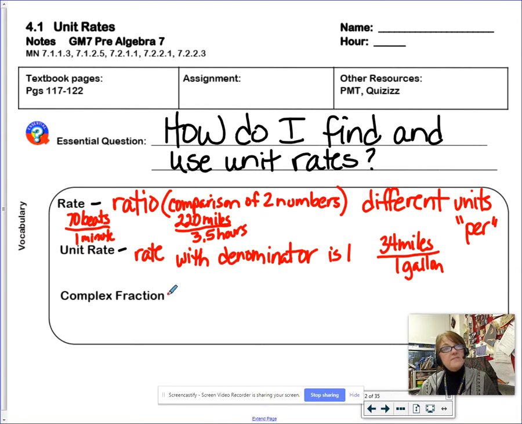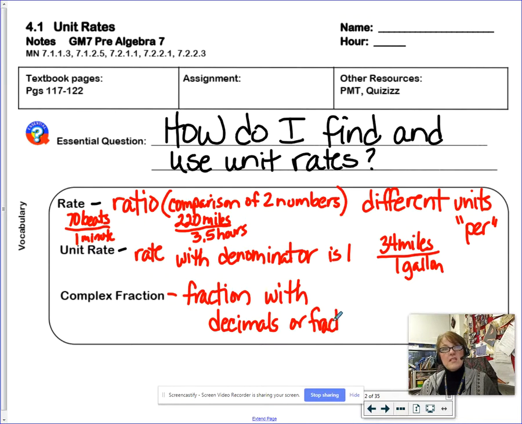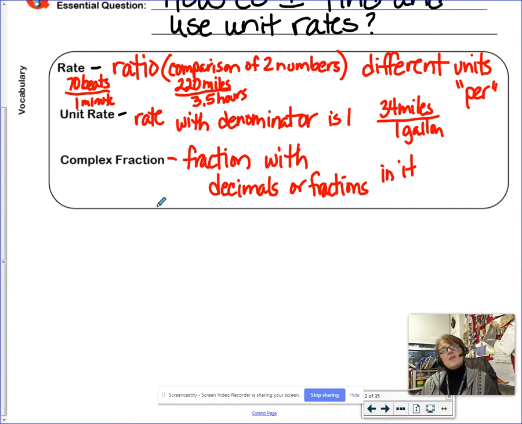A complex fraction is a fraction with either decimals or fractions in the numerator or denominator. So I'm going to say a fraction with decimals or fractions in it. Okay, so here is what something like this would look like.